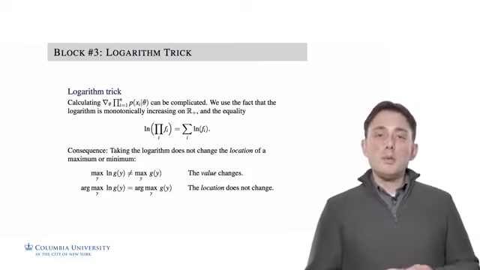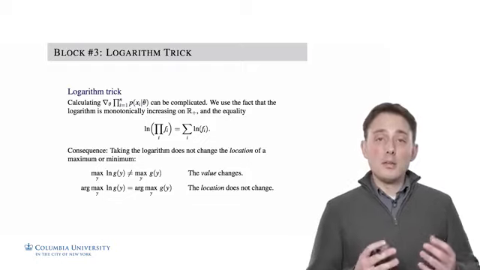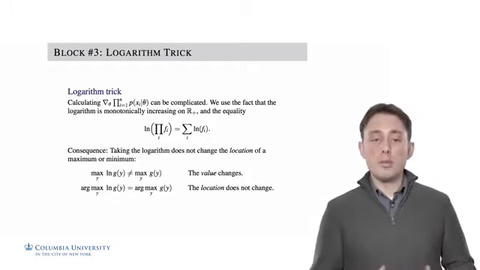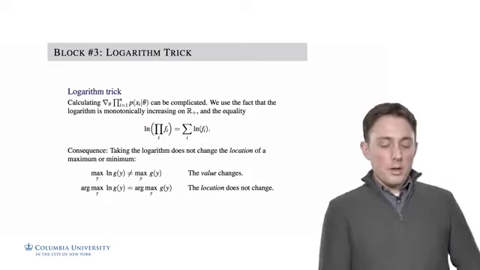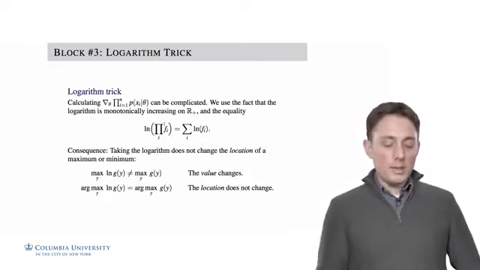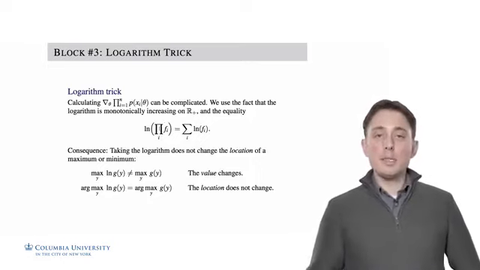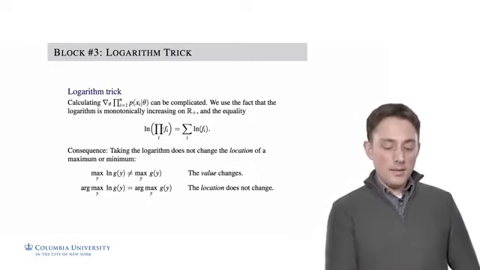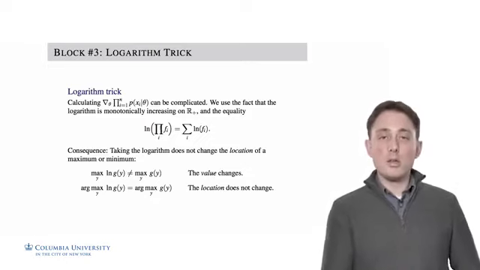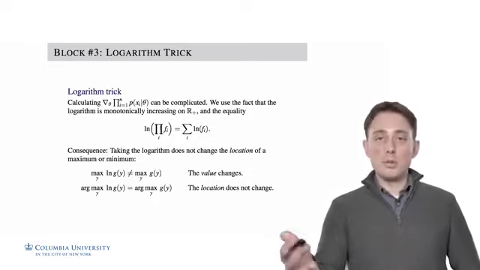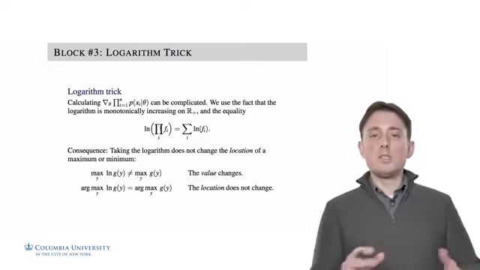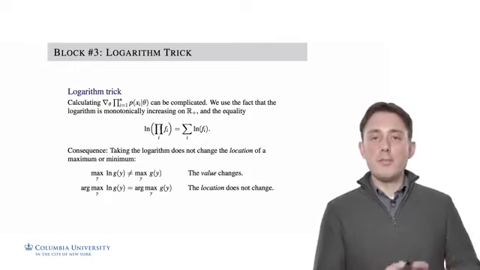So here we're going to use the fact that the logarithm is a monotonically increasing function in R+. What this means is that if we evaluate the logarithm of a positive number, then if that positive number is increasing, then the logarithm of those numbers are also increasing. So simply put, the logarithm doesn't change locations of maximum and minimum.